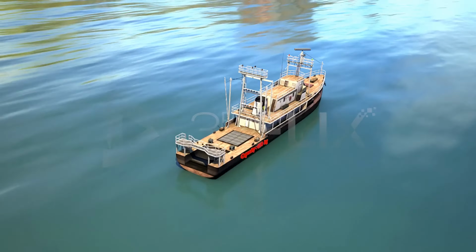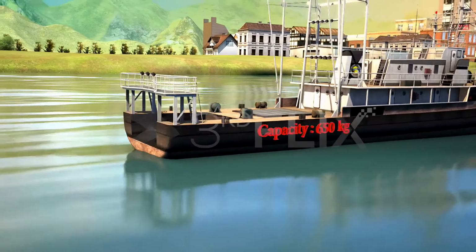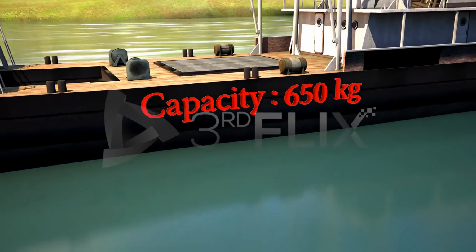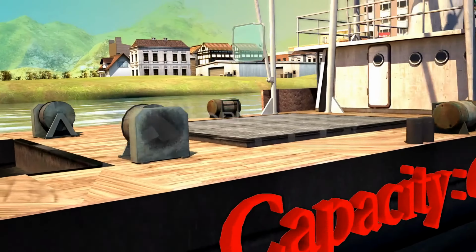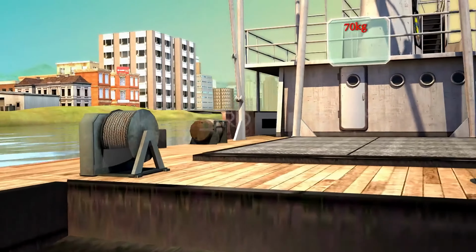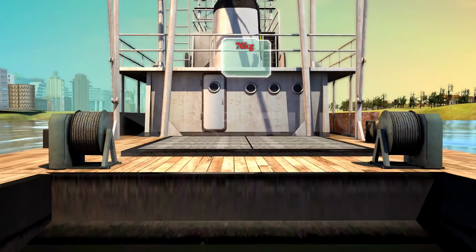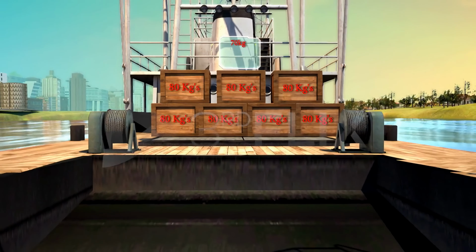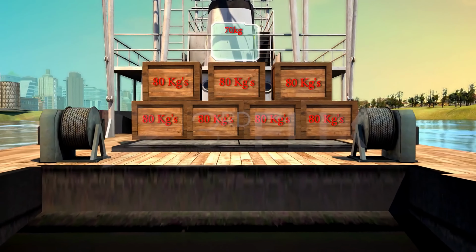There is a boat with a maximum capacity of 650 kilograms. The sailor who weighs 70 kilograms has boarded the boat. There are tea boxes of weight 80 kilograms each.